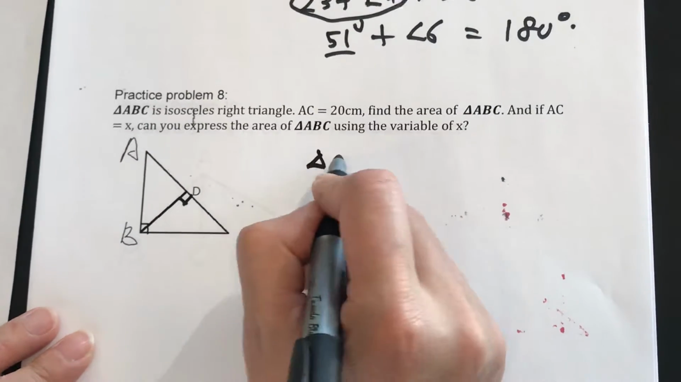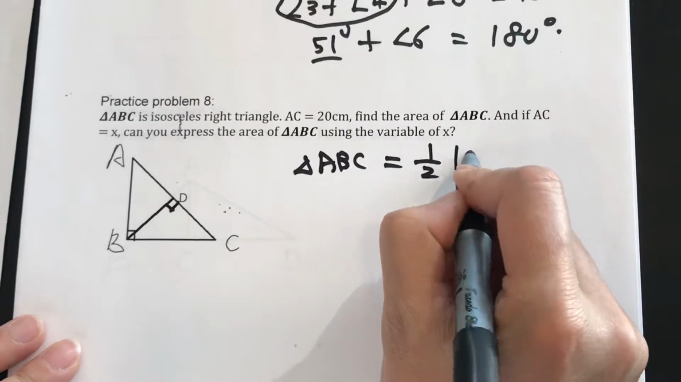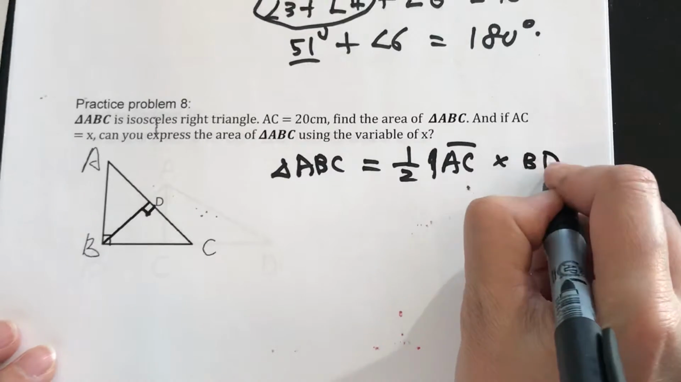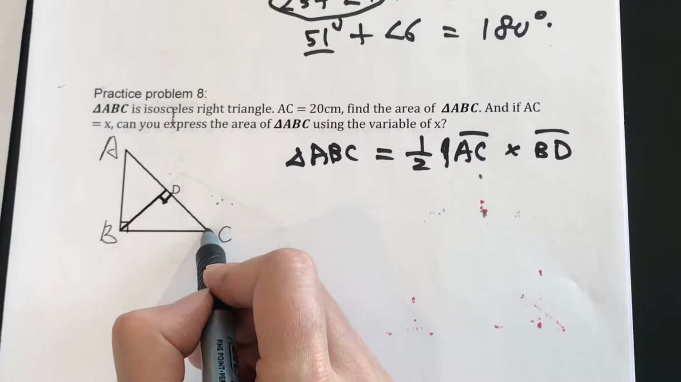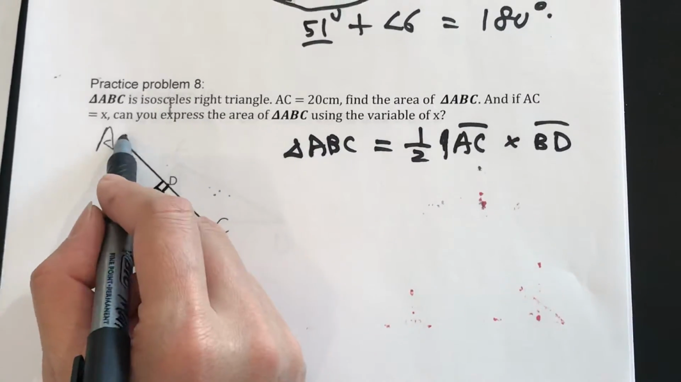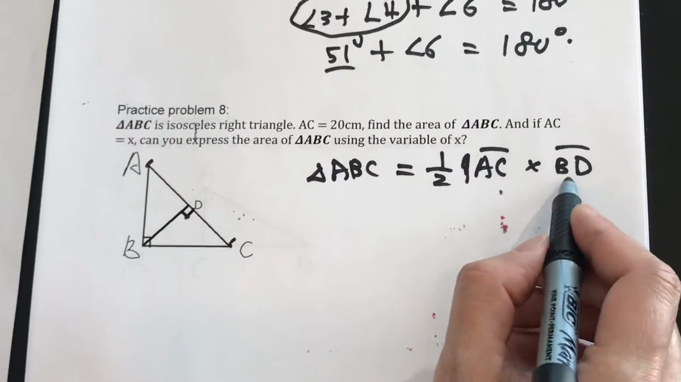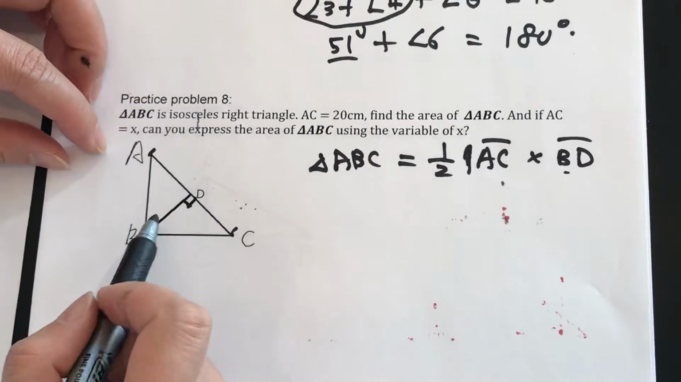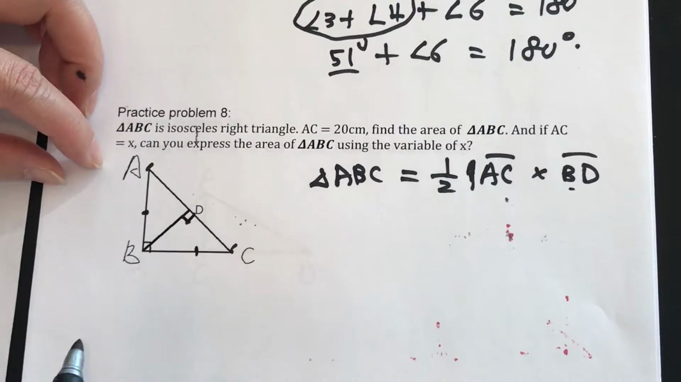So the area of triangle ABC equals 1/2 the base multiplied by the height. So we use the name for that line, and we also have a line on top, which means that's the length for this part. So AC we know, we need to find BD. So let's look at this triangle. This is an isosceles right angle triangle, right? So AB would equal BC.